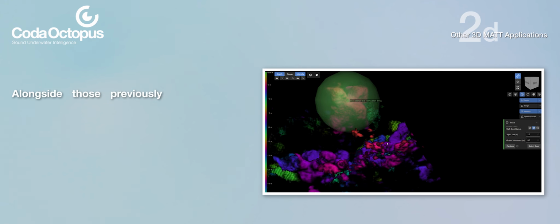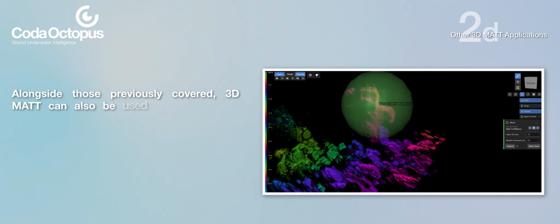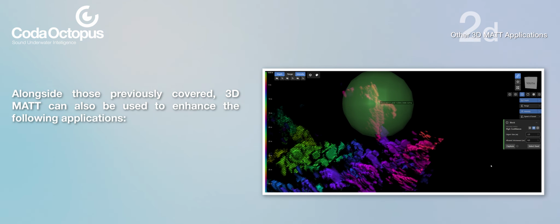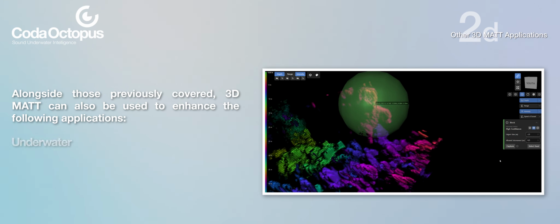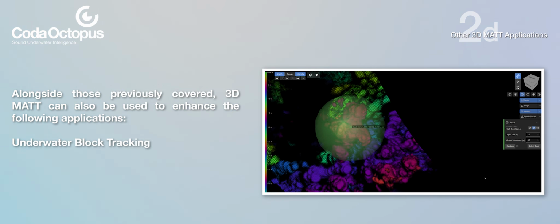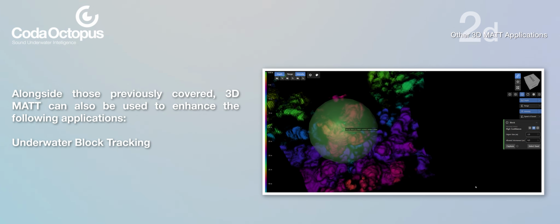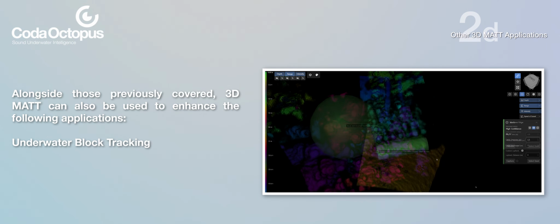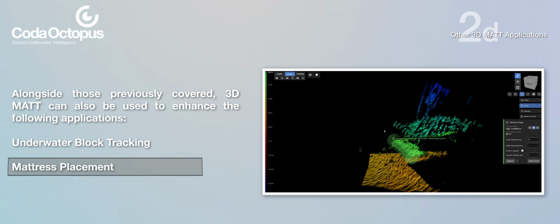Other 3D MAT applications. Alongside those previously covered, 3D MAT can also be used to enhance the following applications. Underwater block tracking and mattress placement.